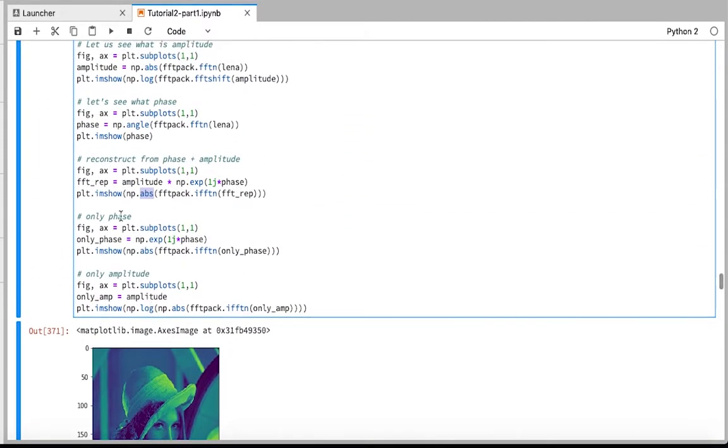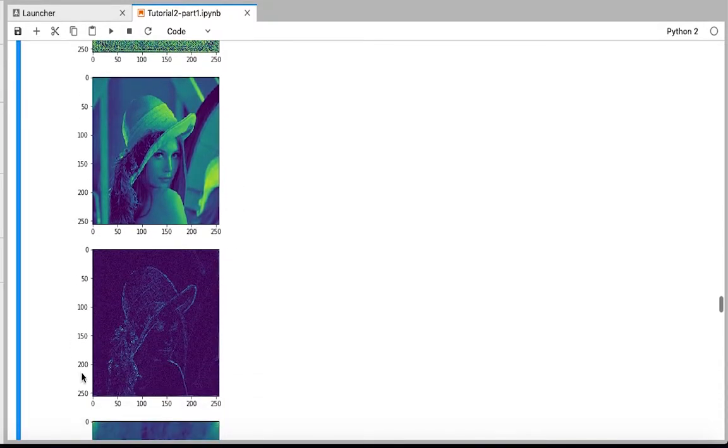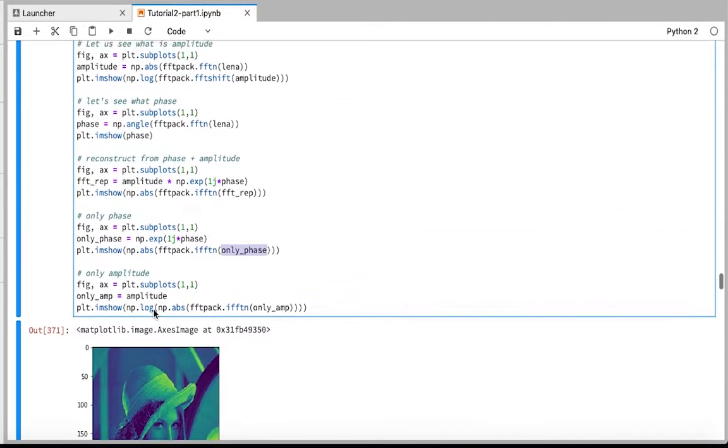So now I remove the amplitude, and I just reconstruct using the phase. Let's see what we get. This is what we get when we reconstruct just using the phase. Although the phase looks like nothing, it still captures a lot of information, and you can still see that it's Lena, right? So let's do it just with the amplitudes.